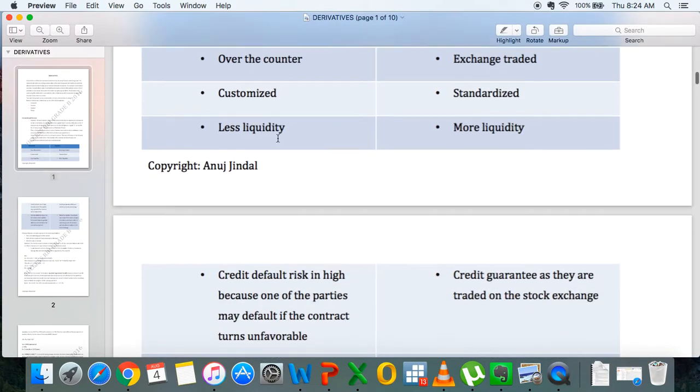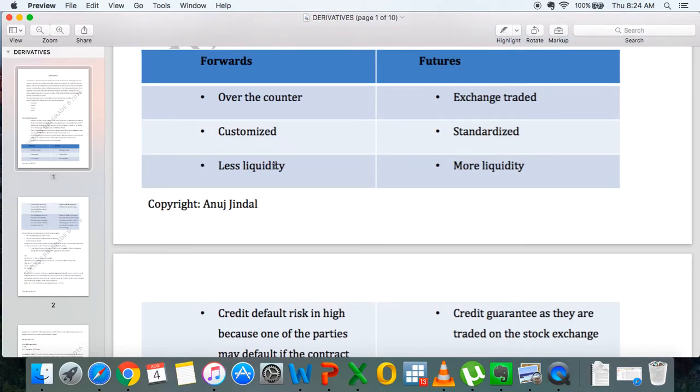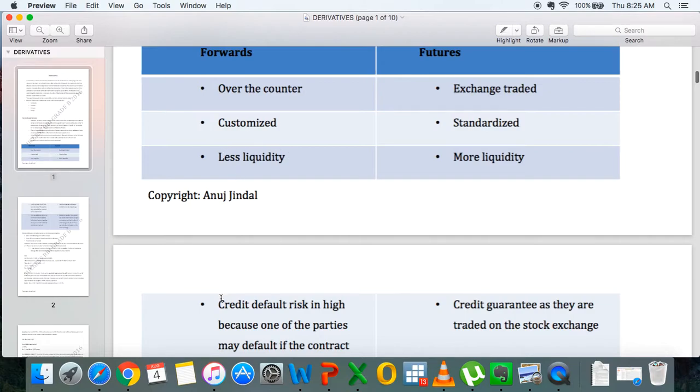As I said, forwards are less liquid. Why are they less liquid? Because if I have entered into a forward contract with another person, and in the middle of the contract I need money or something else and I want to trade that forward agreement with a person C, it's very difficult for me to do so because it's a forward contract, it's customized. It would be very difficult to find another person who also wants the same thing. In the example of carrots, A wanted carrots, B was ready to sell carrots. Now, if A wants to trade his right to someone else, he would need another person who also wants carrots. So it's less liquid.